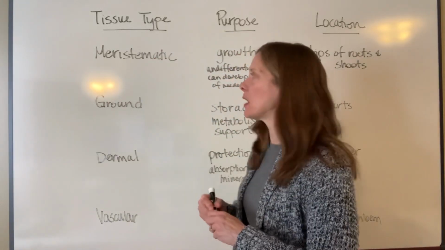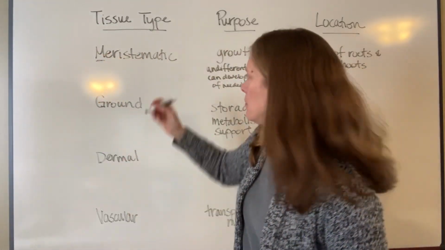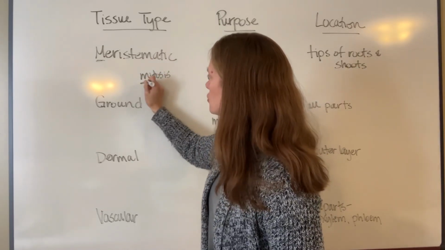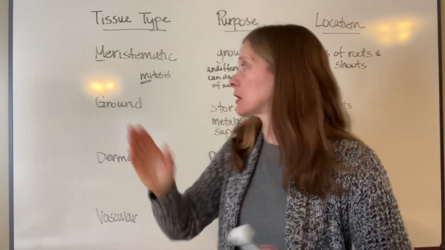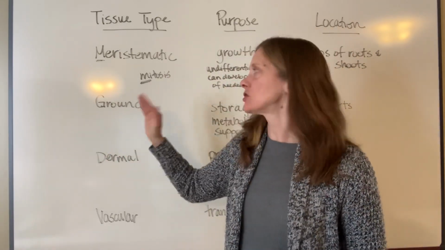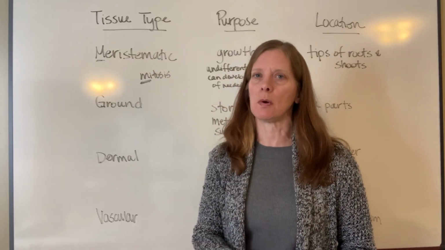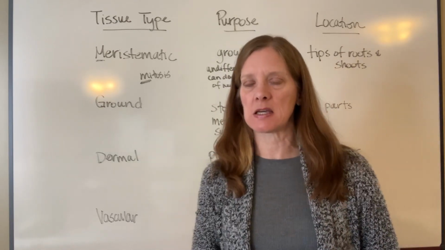Now, the way that I remember this is that meristematic starts with an M, and the word mitosis also starts with an M. And if things are going to be growing and reproducing, they're going to be going through mitosis. And so I put those 2 M's together to help me remember that meristematic tissue is going to be undergoing mitosis. And so that's where all the growth is going to be taking place.